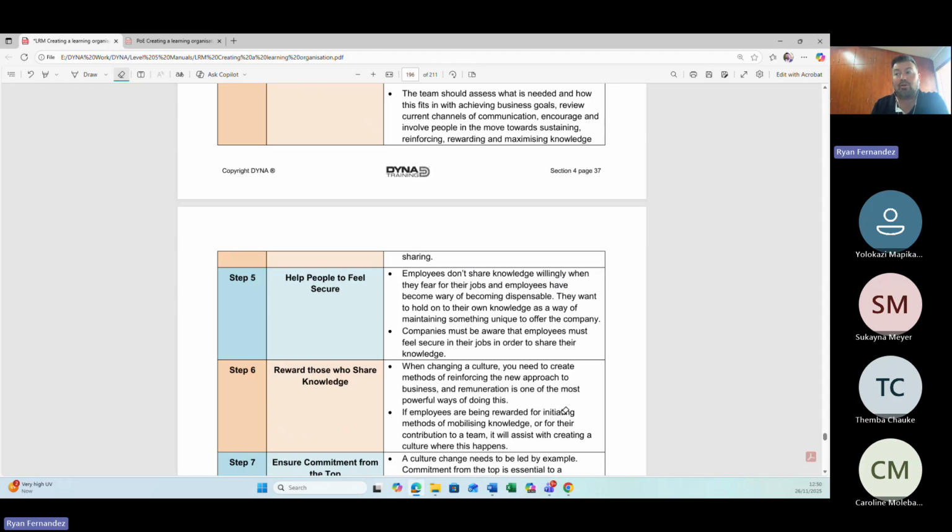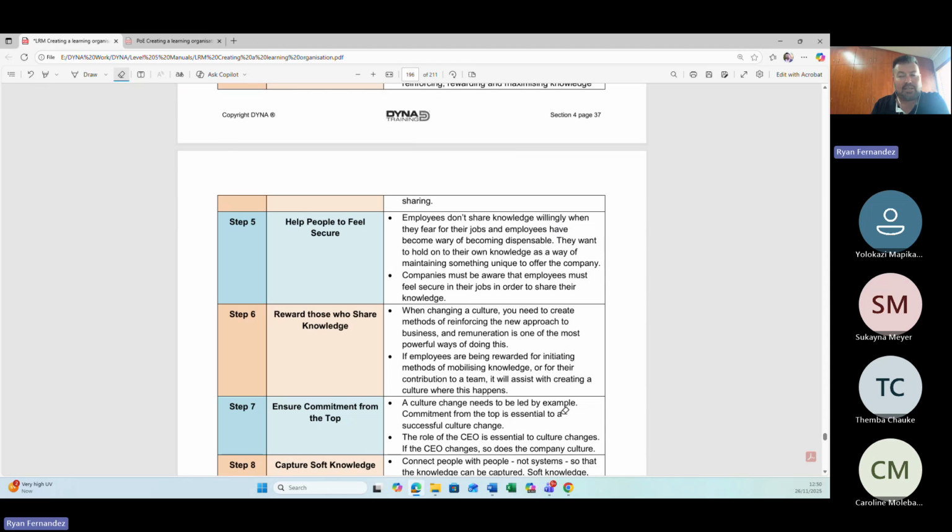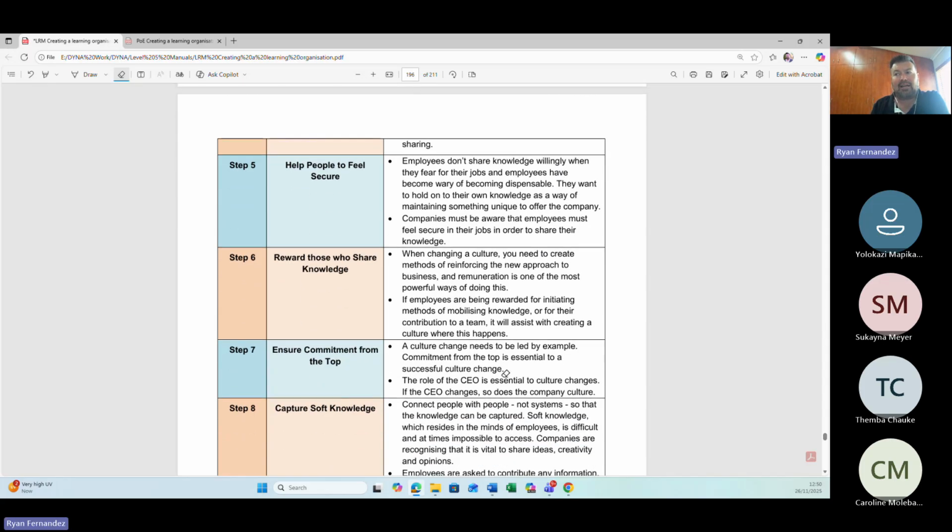Then we need to reward those who share knowledge. Now, you should have ways of recognizing people for sharing knowledge. So if you are mentoring someone, you are a mentor, and we are going to give you an extra 100 Rand a month even. It adds something. So how do we reward the people that share the knowledge? That's very important. Then step number 7, how do we ensure commitment from the top?